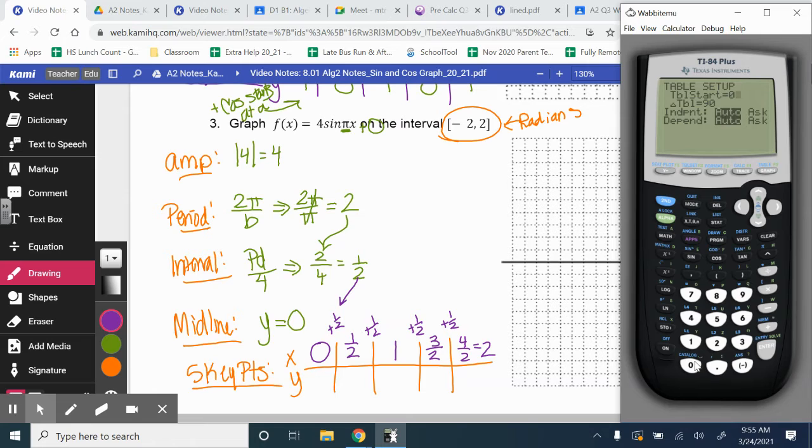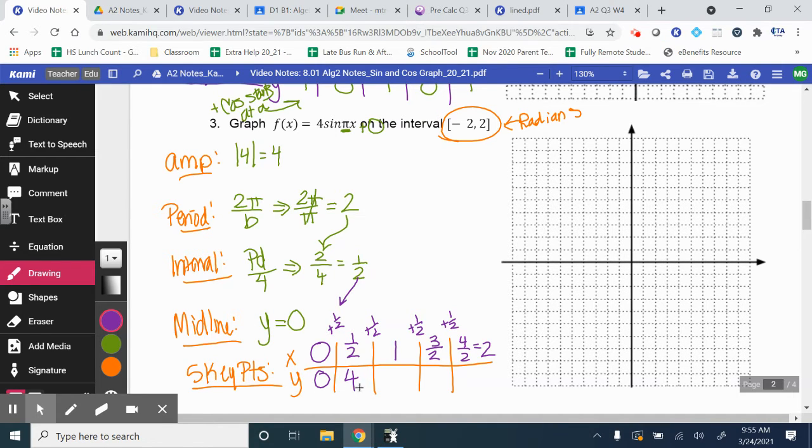So go to table start 0. And this time we want to increase by our interval, which is 1/2. 1 divided by 2 or 0.5. Then go to your table. Now that looks better. And you can see we're increasing by 1/2. 0, 1/2, 1, 3 over 2, 2 over 2. And then we'll just copy these into our table. So 0, 4, 0, -4, 0.